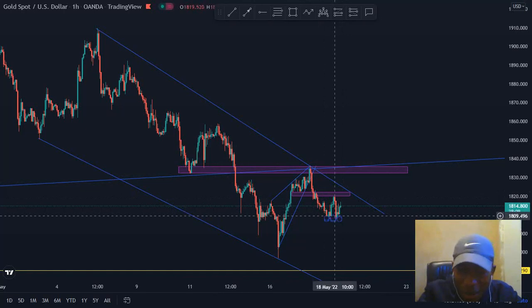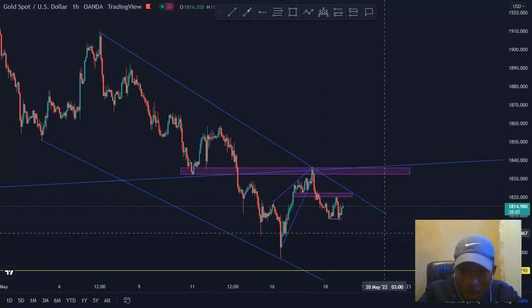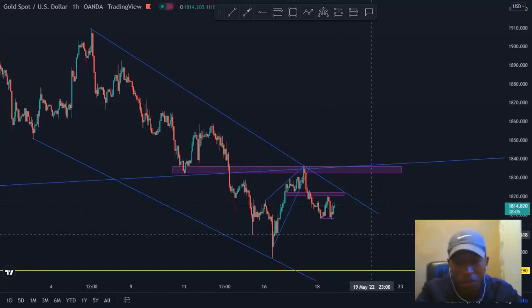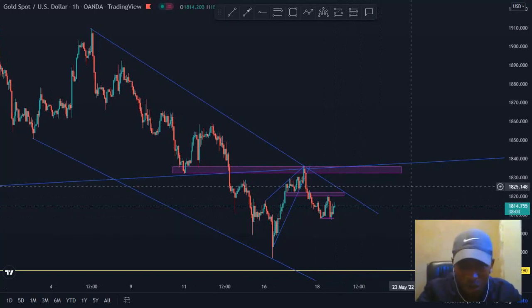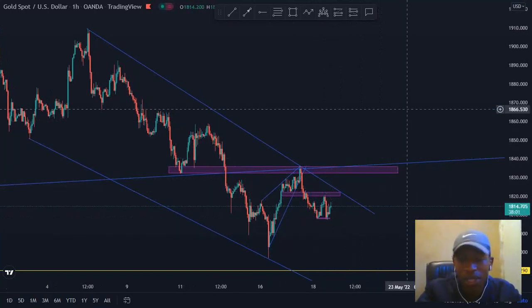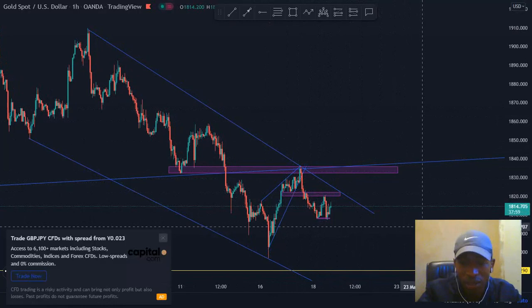So this is a double bottom structure. That's why I marked it. I think I got it on 15 minutes or 5 minutes, I'm not too sure about that. So we can see that gold is moving to the downside.